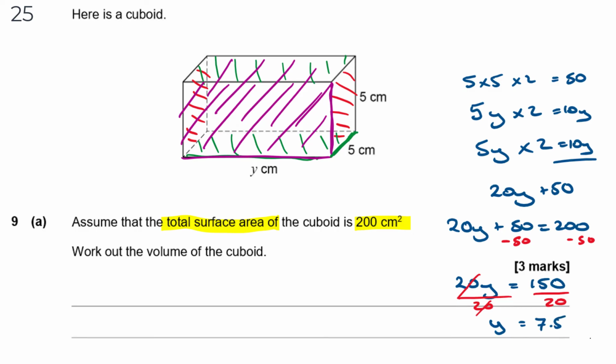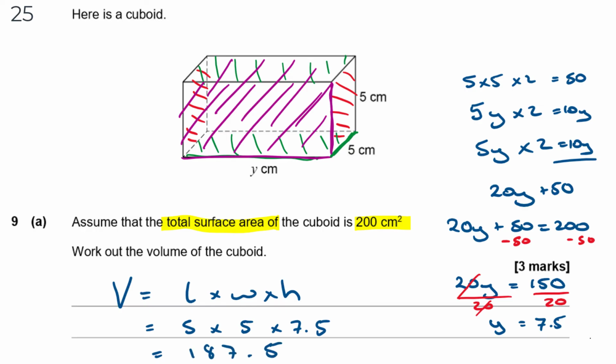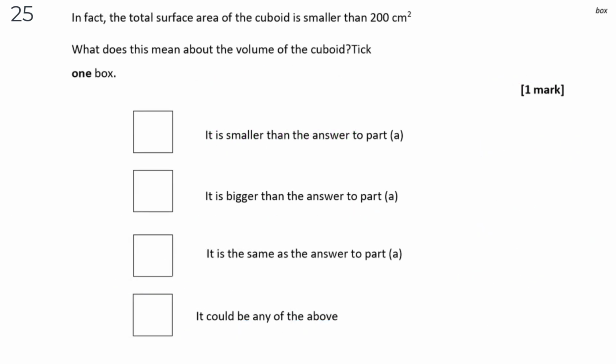Okay, so that's the length y is 7.5. So then the volume of the cuboid is length times width times height, which is 5 times 5 times 7.5. So reaching for the calculator because I'm feeling a bit lazy. 5 times 5 times 7.5. That comes out to be 187.5. Okay, 187.5 cubic centimeters.